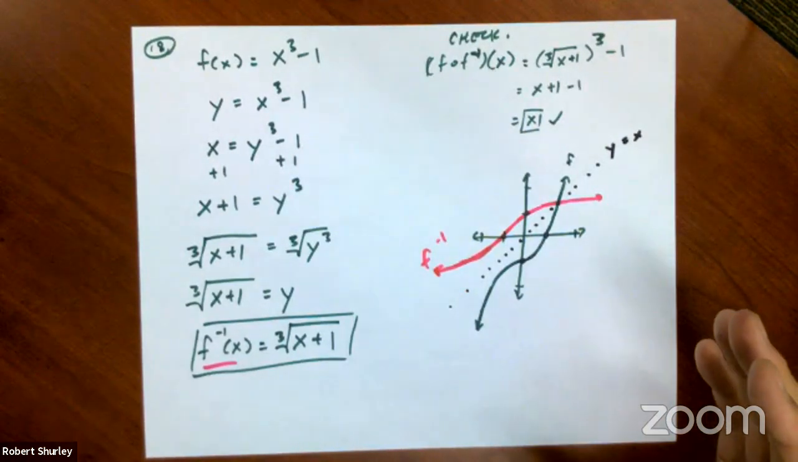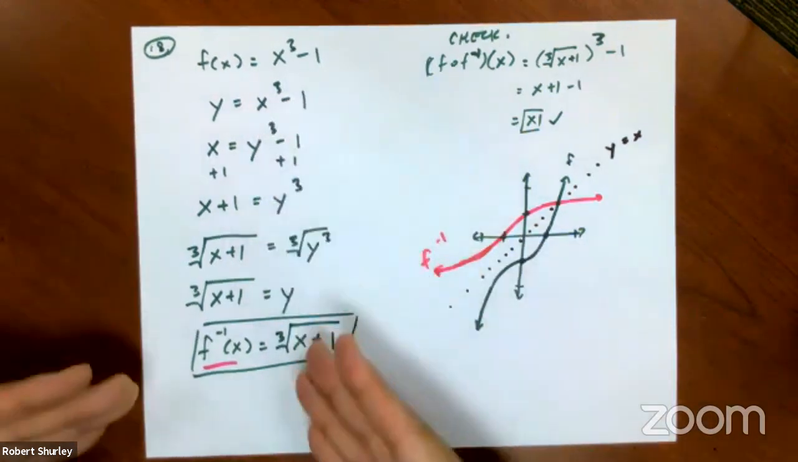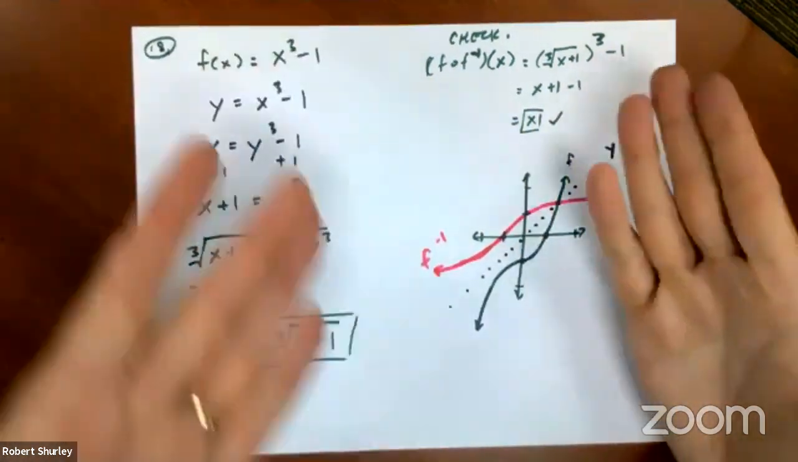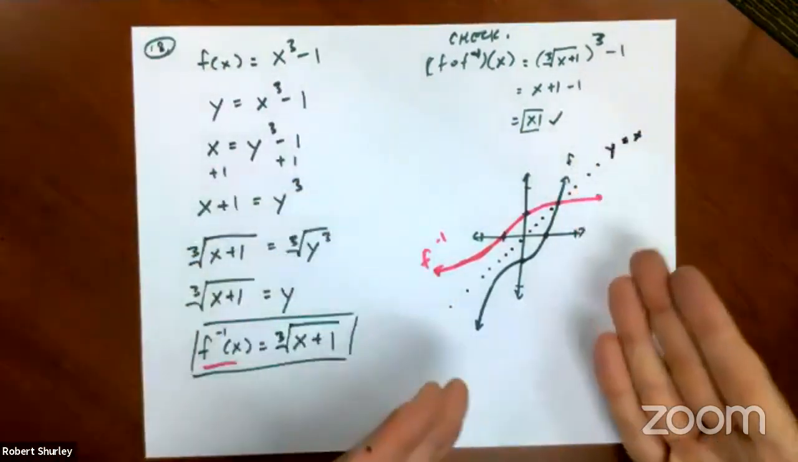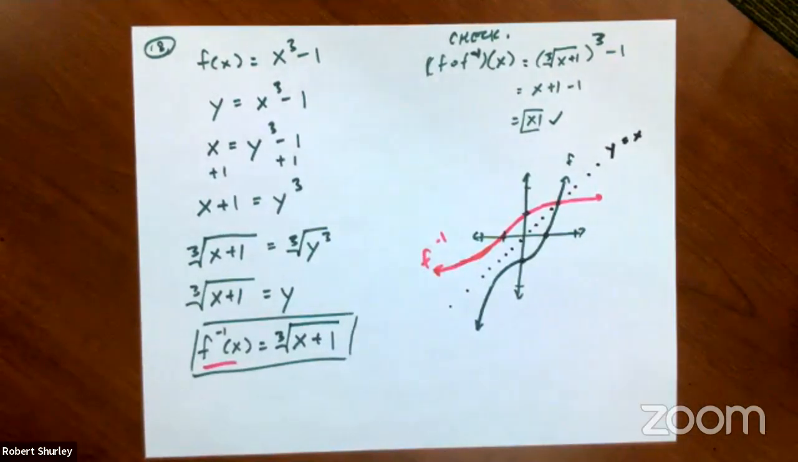Questions? So we found the inverses. We've checked it. That's actually another part in the homework. And then we've graphed them, which is kind of neat too. Super neat, actually.